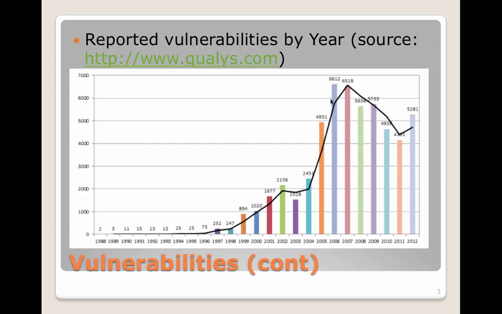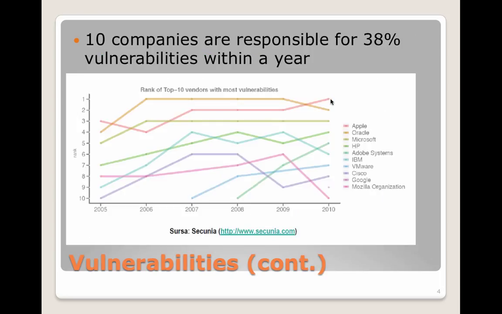As you can see in this graphic, the total number of reported vulnerabilities in the last 10 years exceeds 60,000. In each network, I'm sure that there is a lot of software older than 1 year, so for sure we can find some vulnerabilities. And I'm also sure in each company there is software from vendors like Apple, Oracle, Microsoft, HP, and so on. Those are top companies responsible for 38% of vulnerabilities within a year.